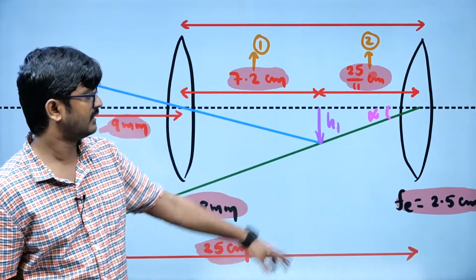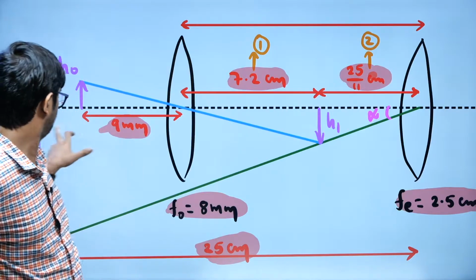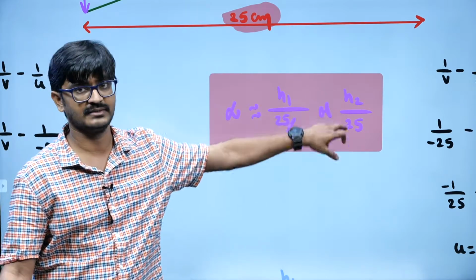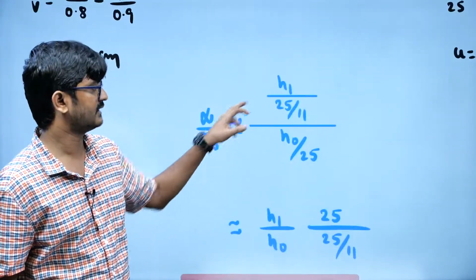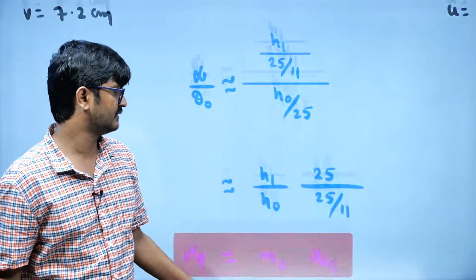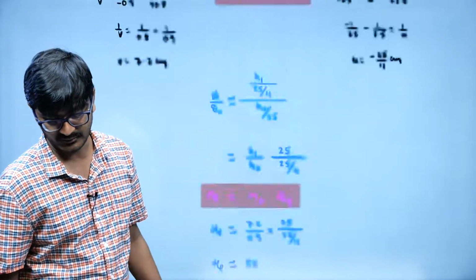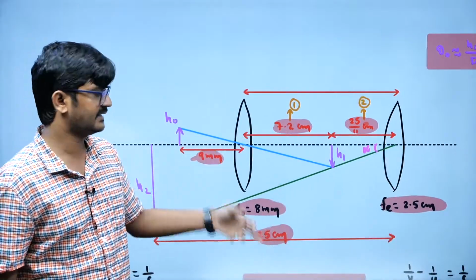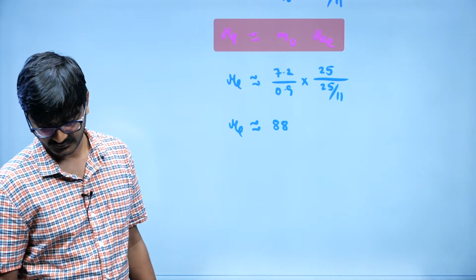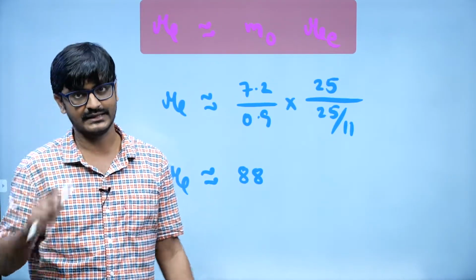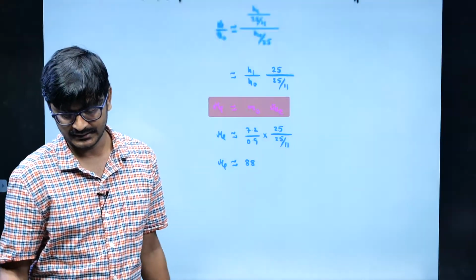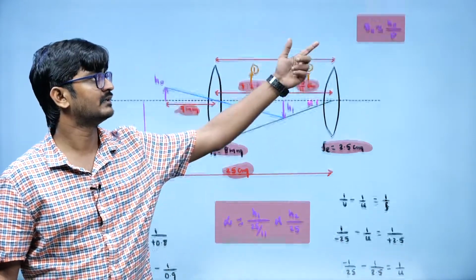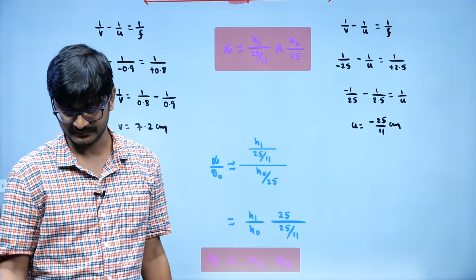Now what is alpha? Alpha will be h1 by this much or h2 by 25, right? So alpha will be h1 by 25 by 11 or h2 by 25. Now I need to find alpha by theta naught. h1 by 25 by 11 by h0 by 25, which is h1 by h0. Again, h1 by h0, how will you get it? Either you can take similar triangles or you can say it is 7.2 by 9. Again, be careful with centimeter and millimeter. So you will be getting 88. So what does 88 mean? This particular instrument is making the angle subtended with my eye 88 times more than how it happens naturally, right?